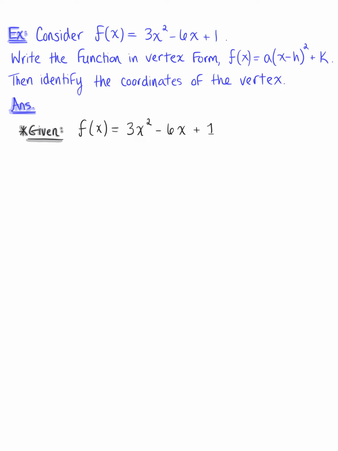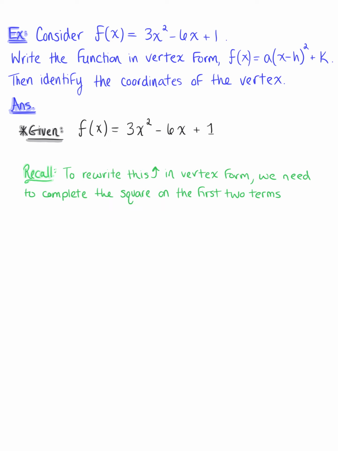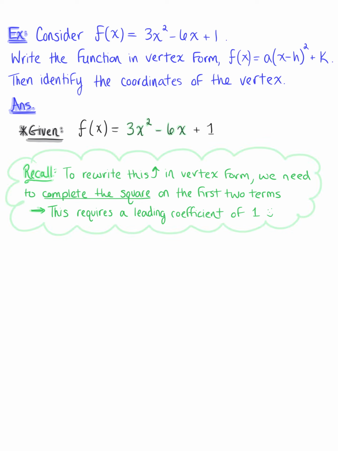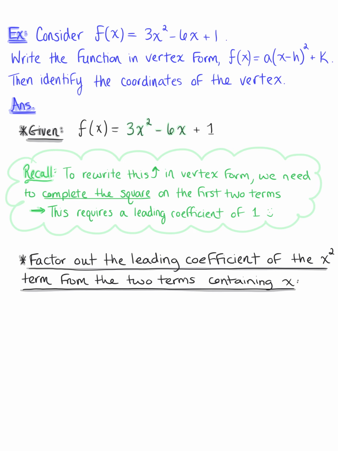Now, let's recall that in order to rewrite a quadratic equation in standard form to its corresponding vertex form, we need to complete the square on the first two terms. Now, completing the square requires a leading coefficient of 1. So that's where we're going to begin. The first thing that we want to do here is factor out the leading coefficient of the x squared term from the first two terms containing x.